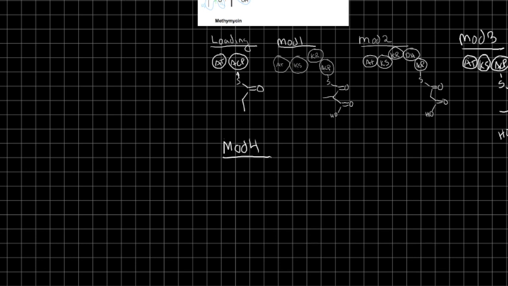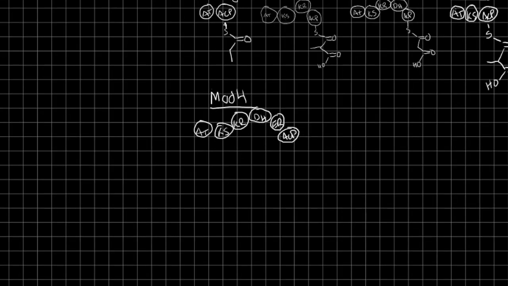Module 4. So you're going to have AT, your KS, KR, DH, ER, and then your ACP. And as we said, it loads methylmalonyl-CoA, so let's draw one of those. And then there you go. So then I'll just go ahead and write it out.